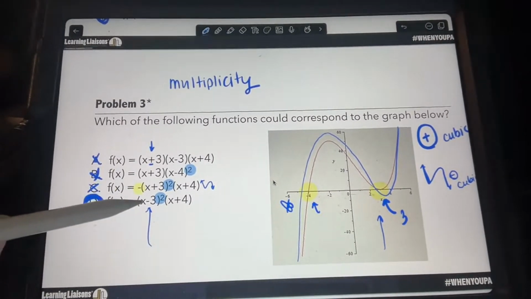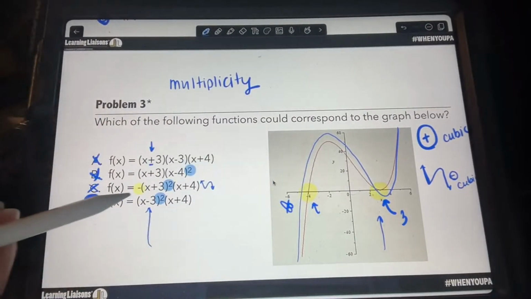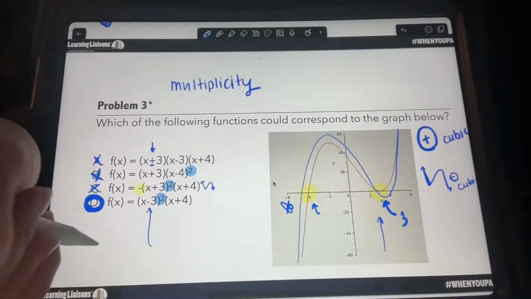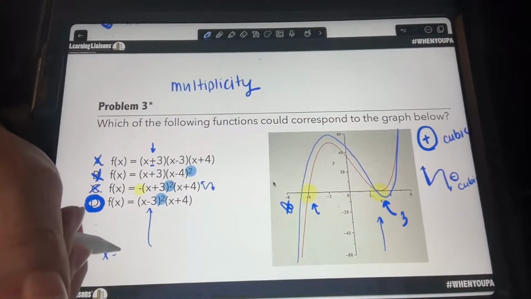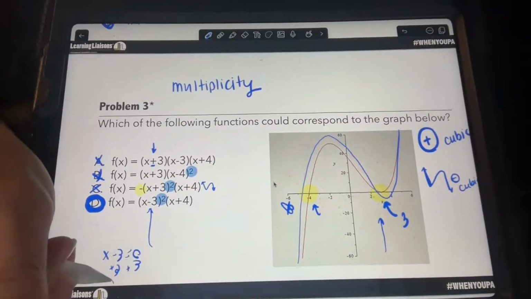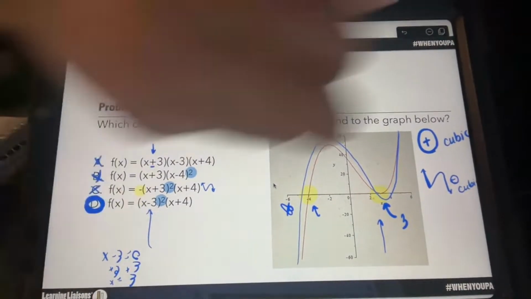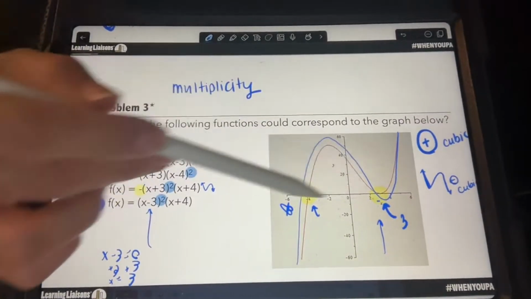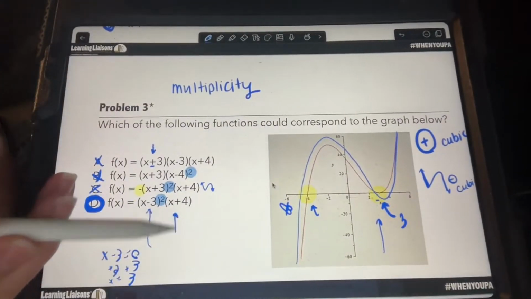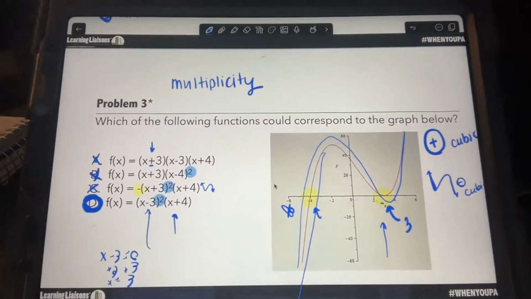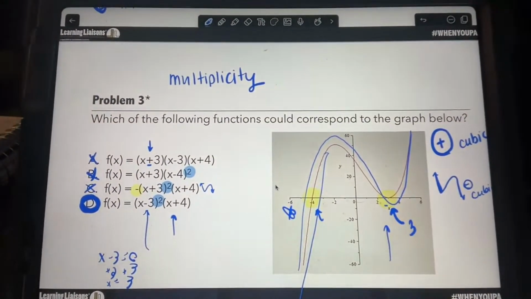Now, remember, our zeros are going to be opposite of what the actual zero is, because remember, we set them equal to 0 and it becomes x equals 3. Like if we work backwards, x minus 3 equals 0, add 3 to both sides, x equals 3, that's my zero. So that's why the sign in the middle is opposite of what the actual zero is. And this has no multiplicity, which tells me it goes straight through that x-axis. So therefore, our answer is D.